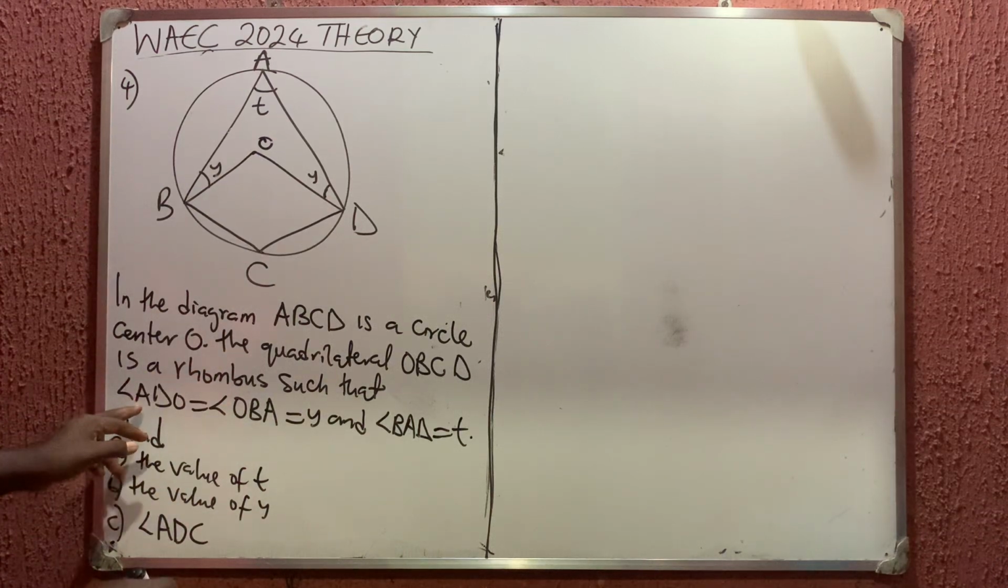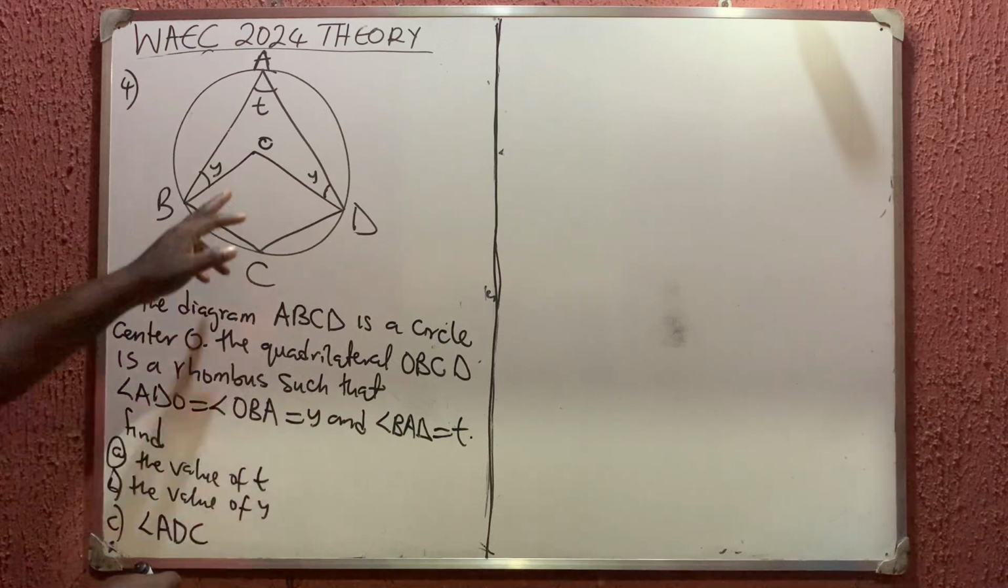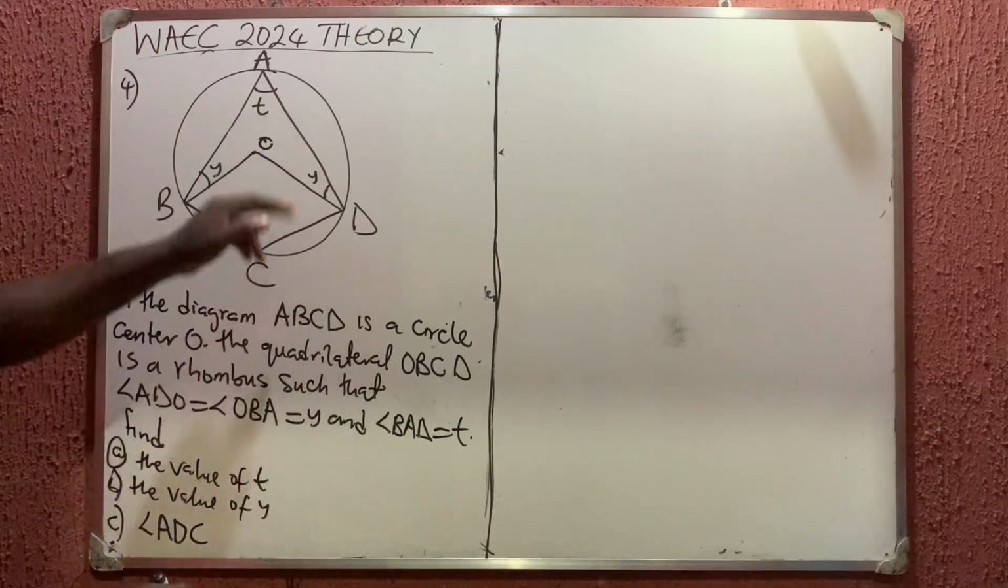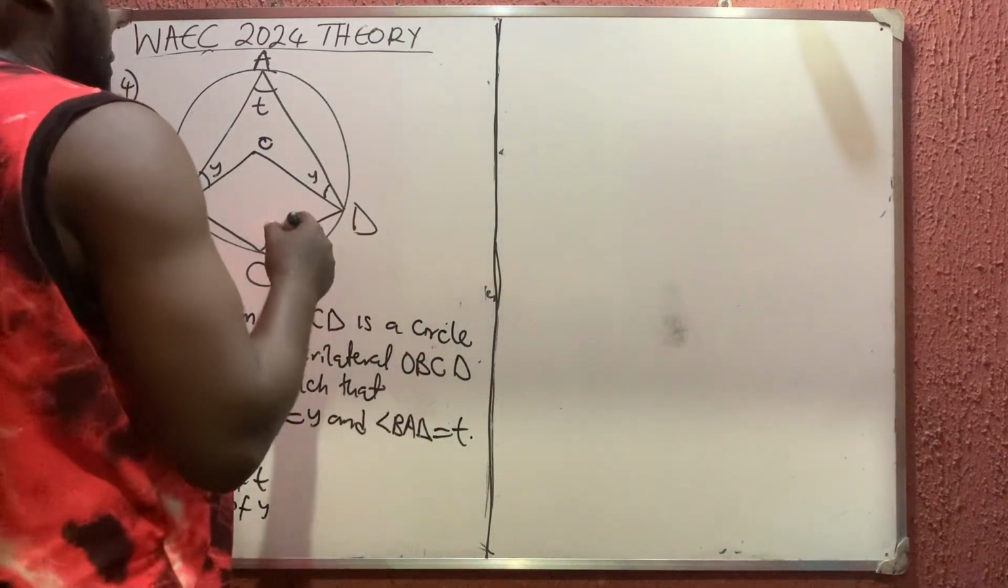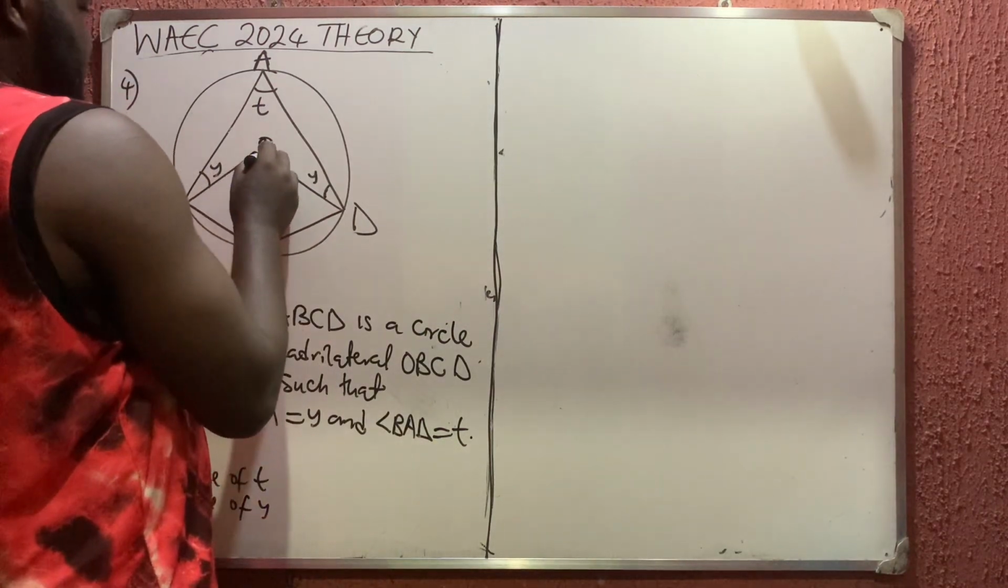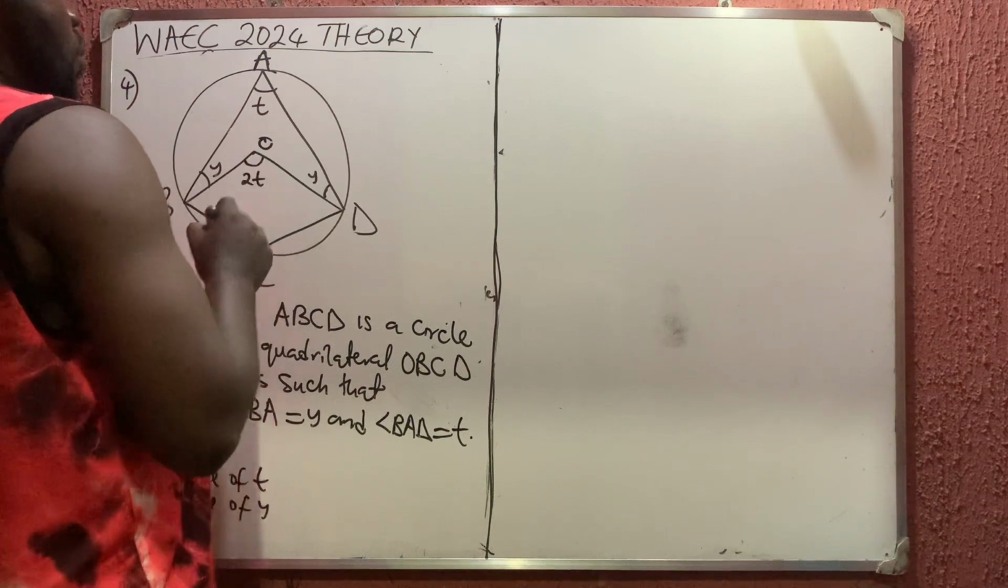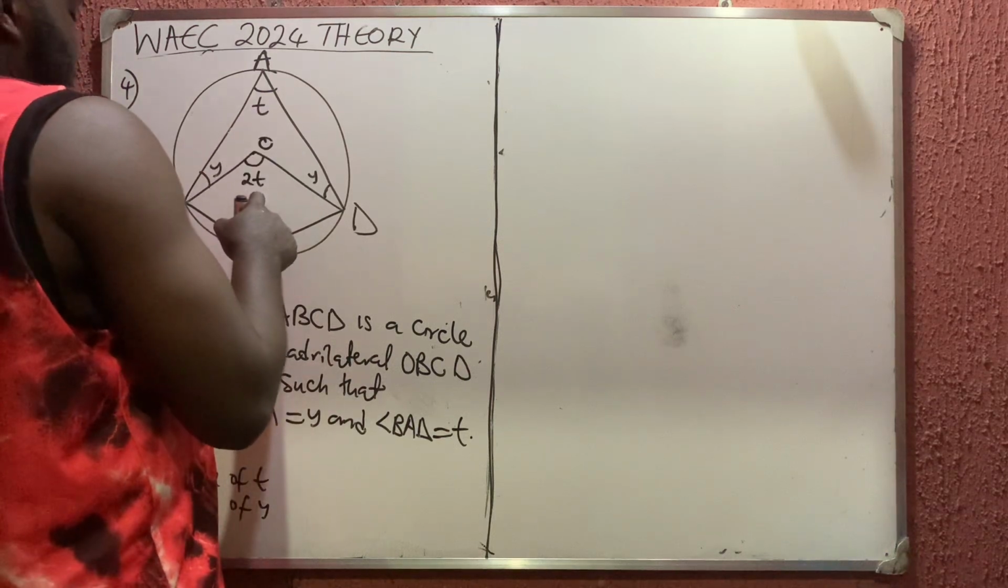Such that this is equal to this and is equal to y, so that here is equal to y and then here is equal to t. Then they say we should find the value of t. Now, first of all, you should know that here is equal to what? 2t. Why? Because angle at the center is twice angle at the circumference.